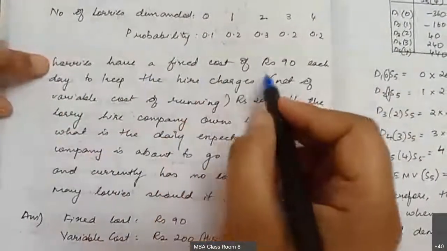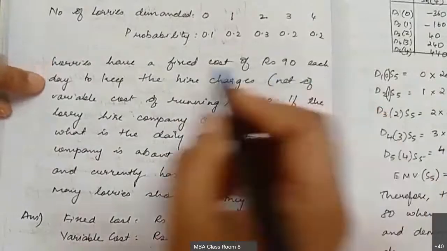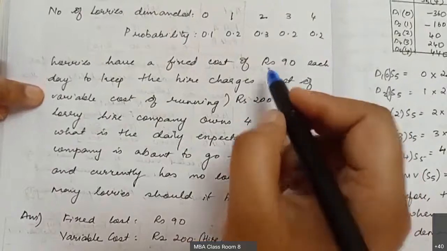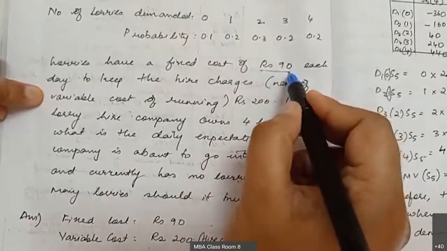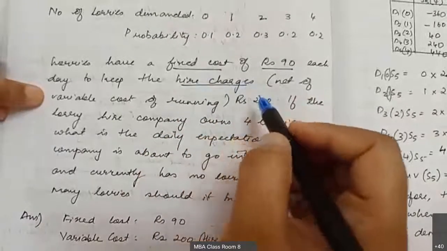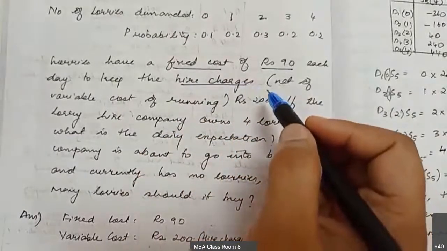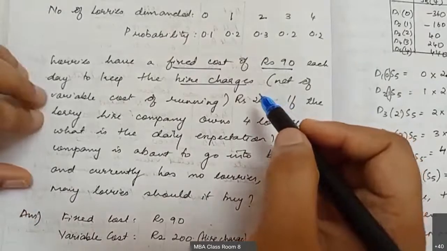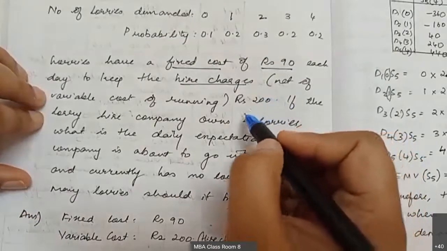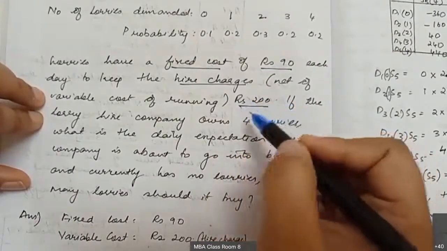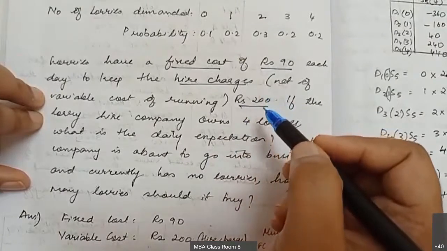Lorries have a fixed cost of rupees 90 each day to keep, and a hire charge of rupees 200. Okay, so the rupees 90 is the fixed cost. And hire charge means if some customer comes for hiring a lorry, then you will give that lorry to that customer for rupees 200. So what is the meaning of 200 here? 200 is actually your profit.